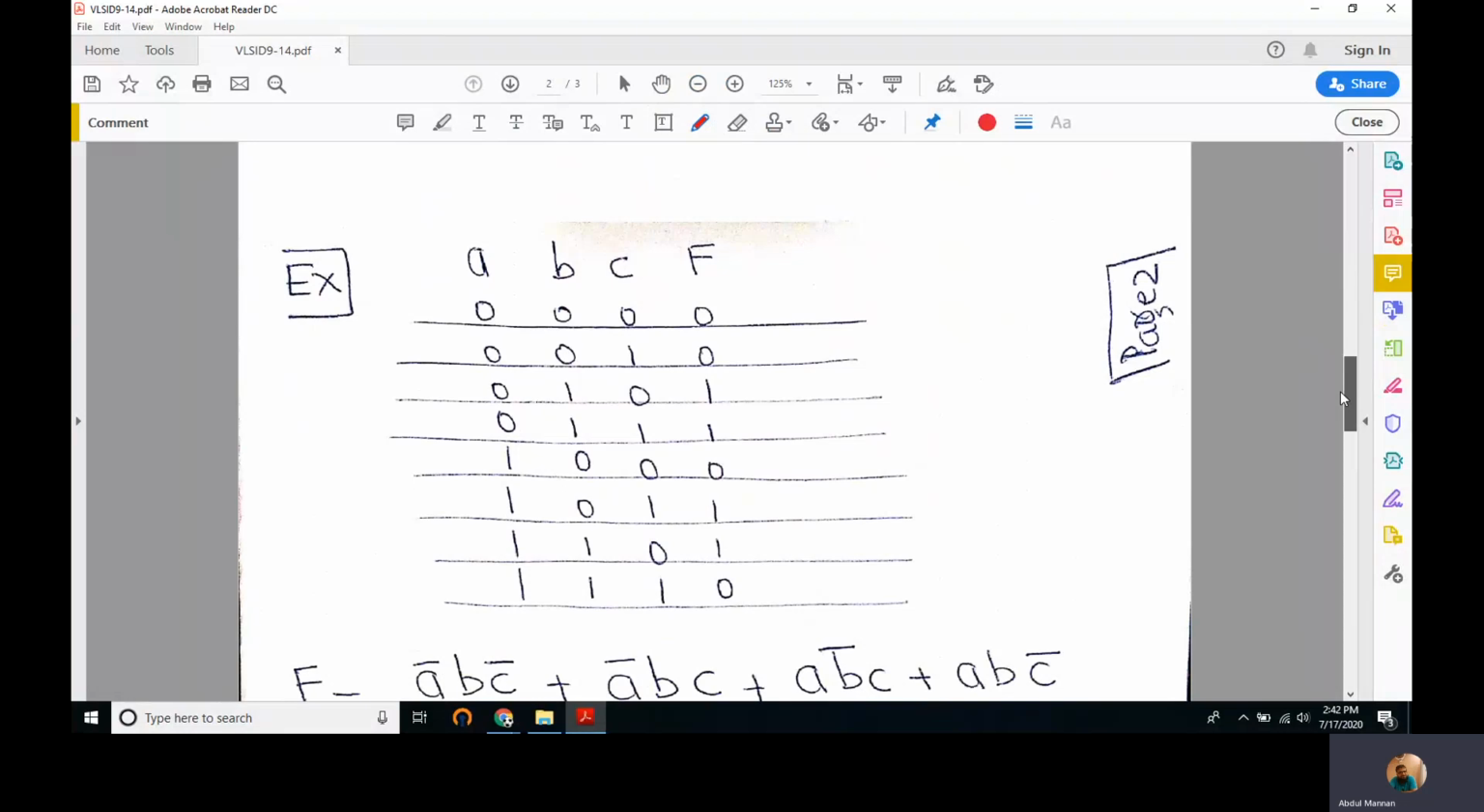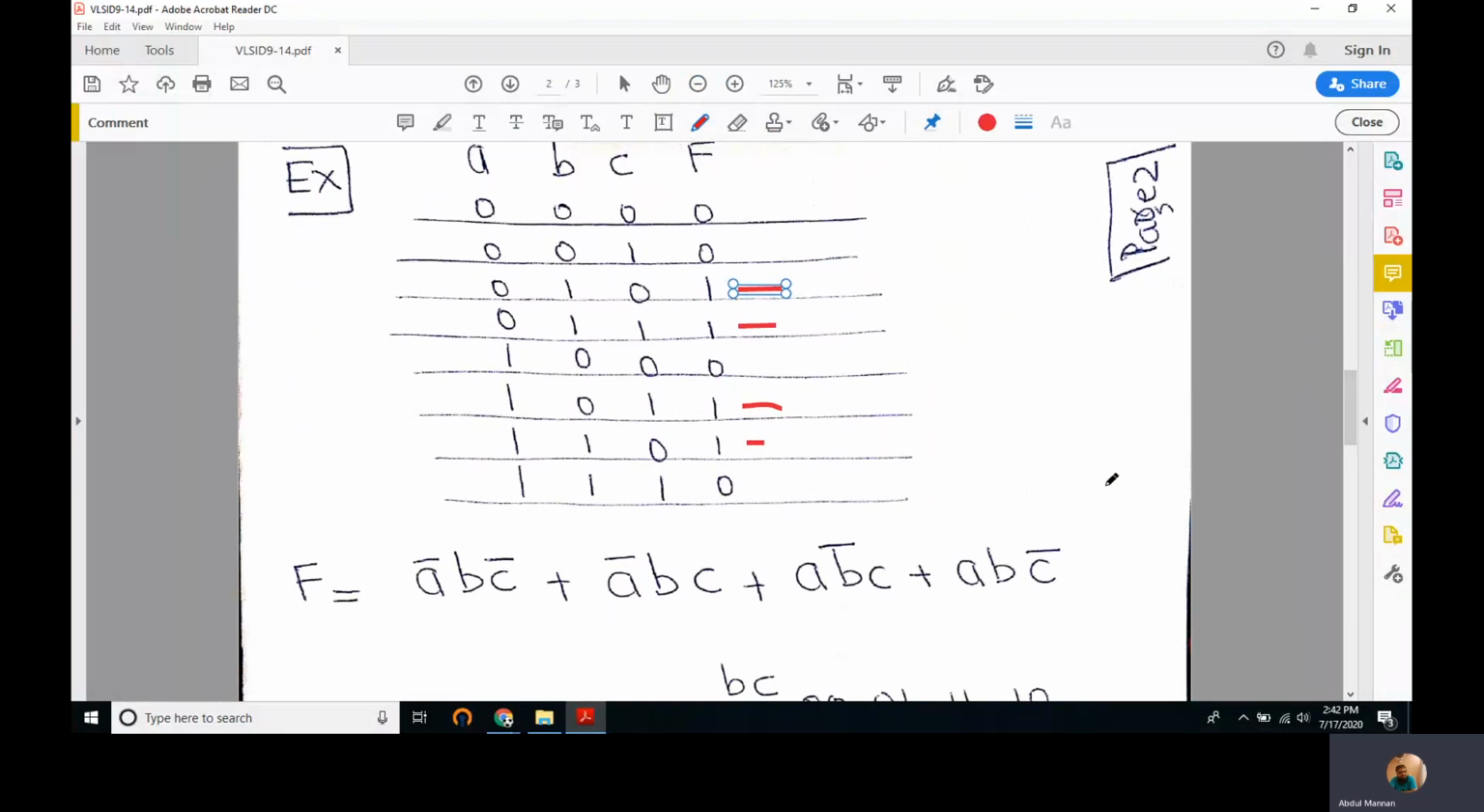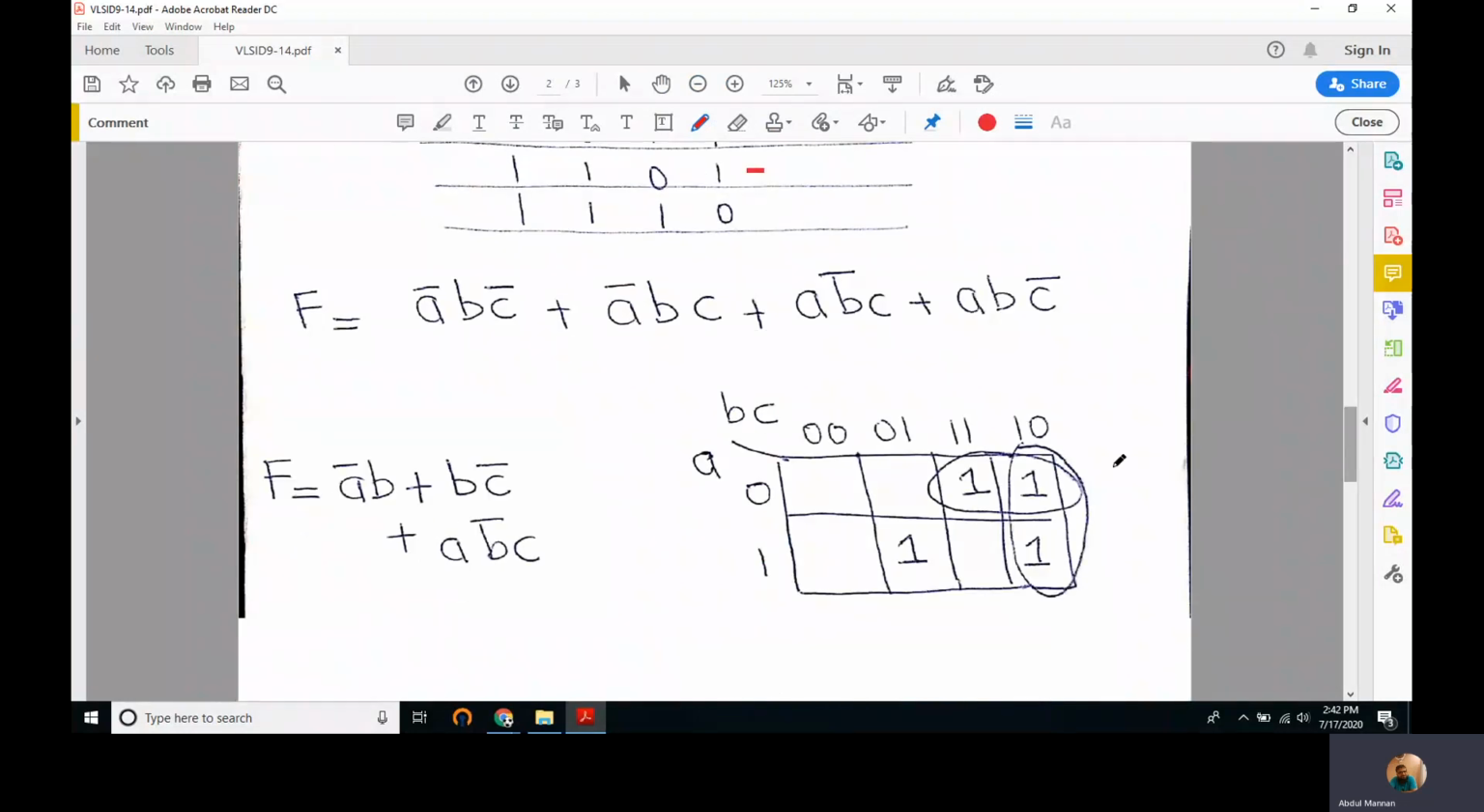Right. Now we have another example to solve where we are given this truth table, and we know that it is 1 for this input combination and this and this. For these four input combinations, the output is a 1. So we can write it like this, or we can put it in a Karnaugh map, K map.